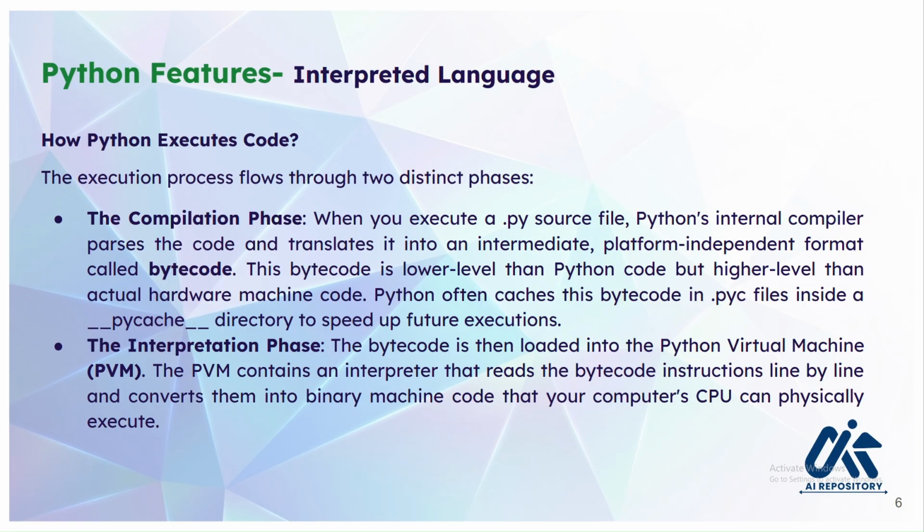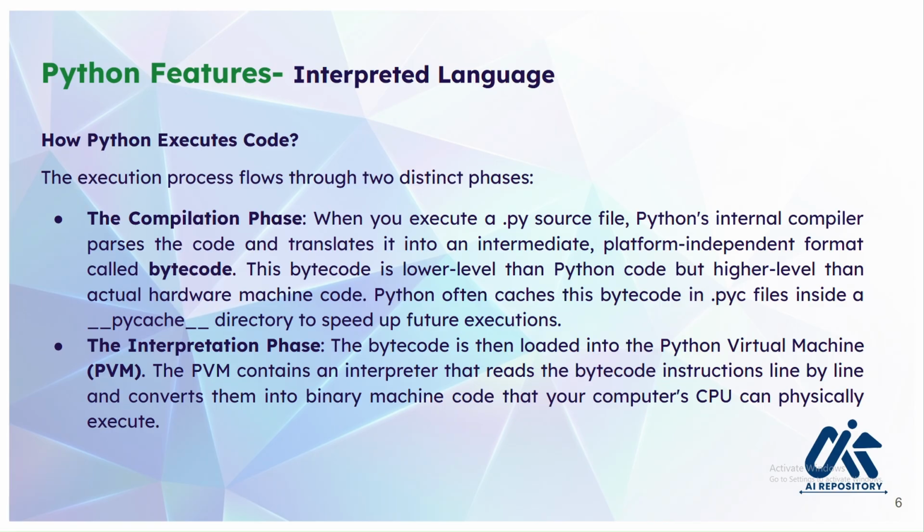The second feature is interpreted language. In this slide, we'll be talking about two features of Python. First, interpreted language, and second, how Python is platform independent. To understand these two features, we first have to understand how Python executes code. For the execution process, Python uses two phases: first, the compilation phase, and second, the interpretation phase. Although Python is called an interpreted language, it is actually a hybrid.